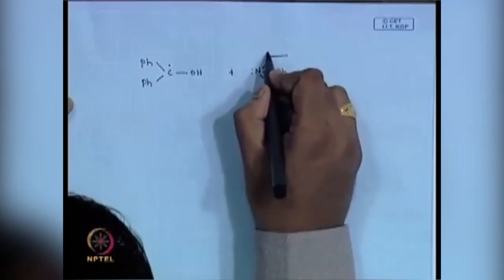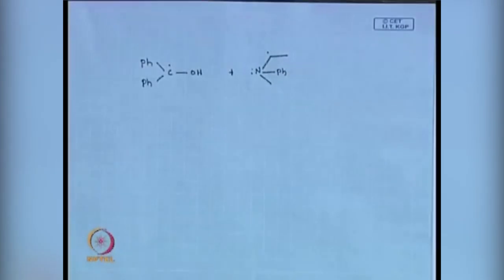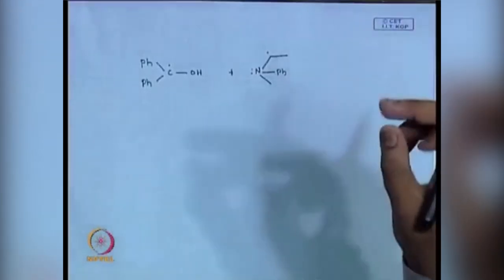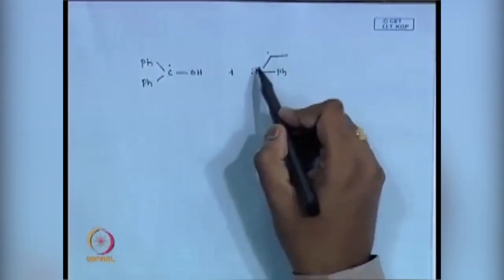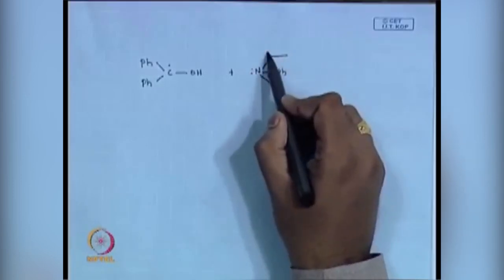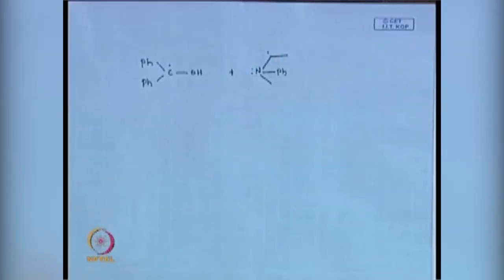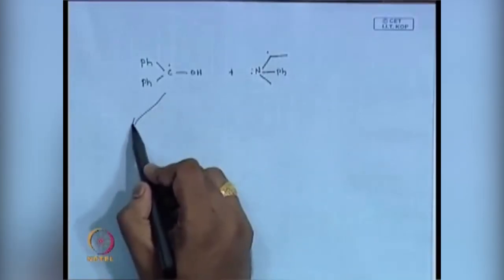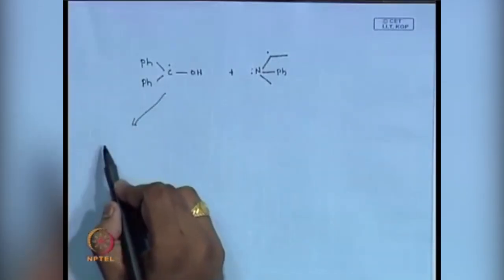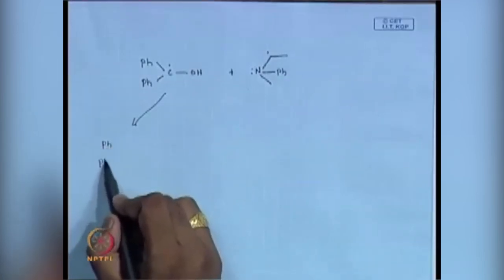I can just shift these electrons to get a system like this, fine, because I will get two electrons. I will give one electron to the nitrogen, make it N with a double dot, fill this nitrogen electron and keep one dot here. So, then you know that this can combine with itself to give me benzopinacol.